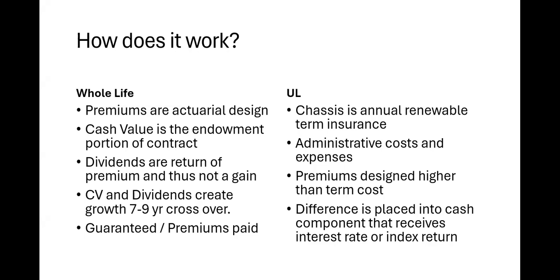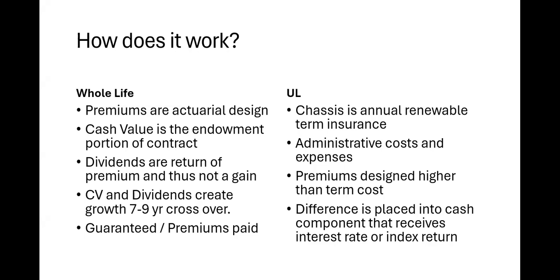Cash value is pretty much what I like to call the endowment portion of the contract. The longer you live, the greater the cash value grows. Soon, the net amount at risk to the insurance carrier is lowering, and therefore you're starting to receive the benefit of living longer. Dividends are a return of premium and thus not a gain.